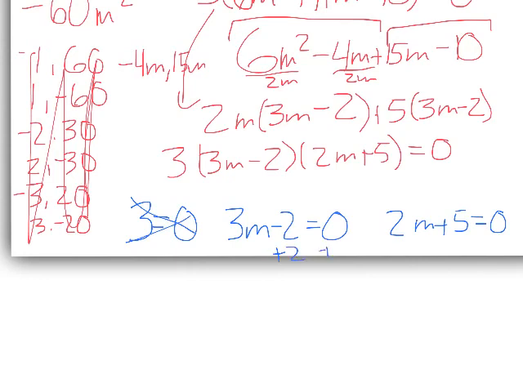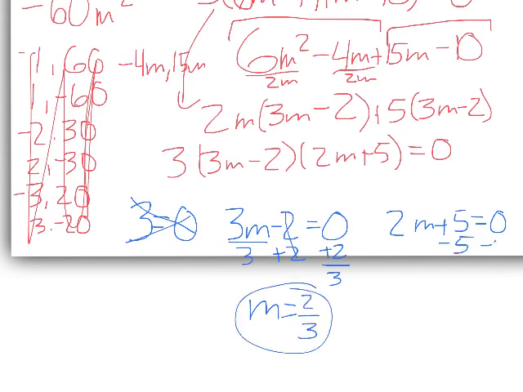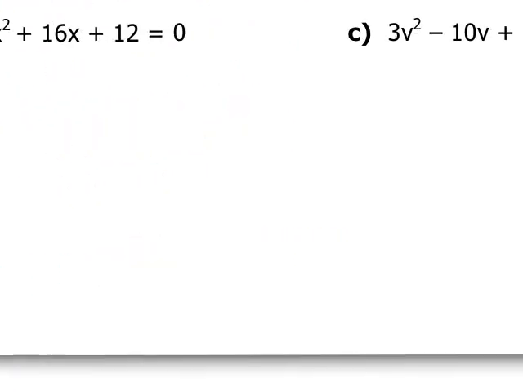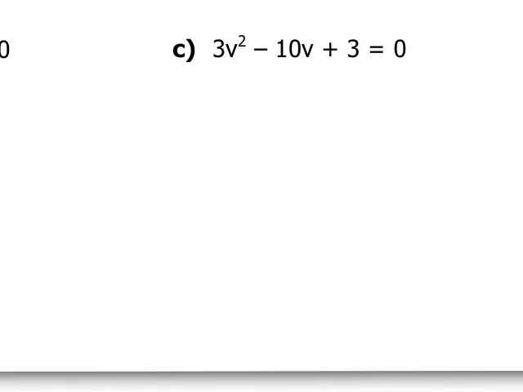So plus 2, divide by 3, and I get m equals 2/3. Minus 5, divide by 2, and m equals negative 5/2. So there are my 2 answers, 2/3 and negative 5/2. Any questions? Okay. And C.